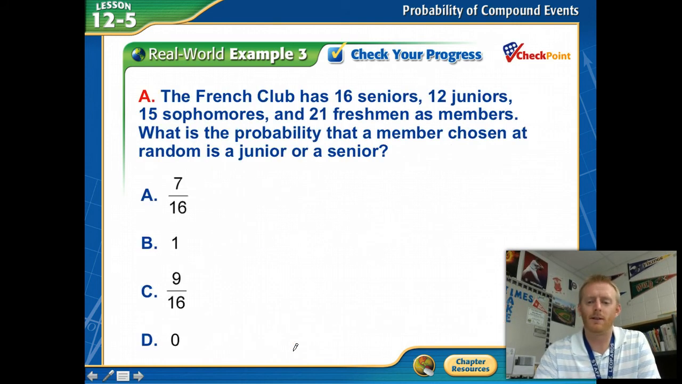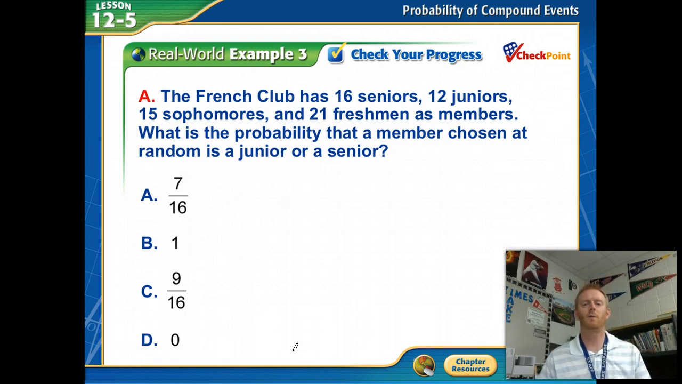All right, let's see if we can do the exact same kind of process. The freshman club has 16 seniors, 12 juniors, 15 sophomores, and 21 freshmen. What is the probability that a member chosen at random is a junior or a senior? So we have 16 plus 12 plus 15 plus 21. And into my calculator I go. There's 64 people.